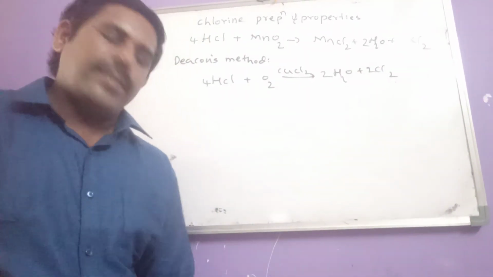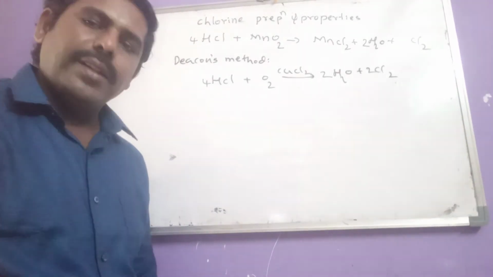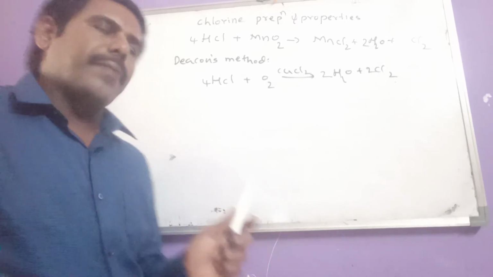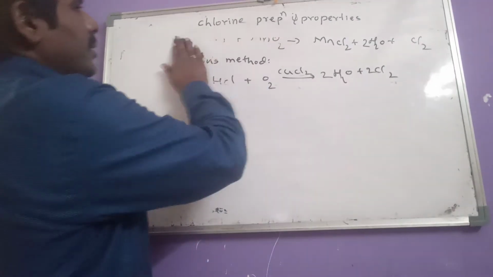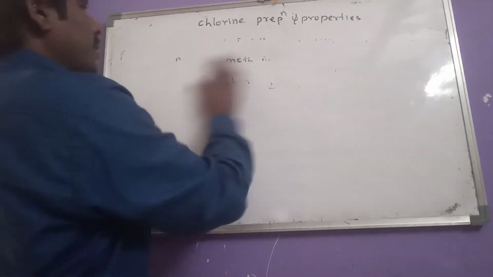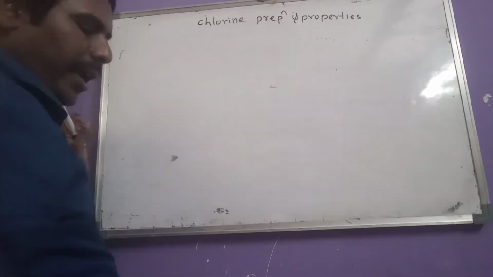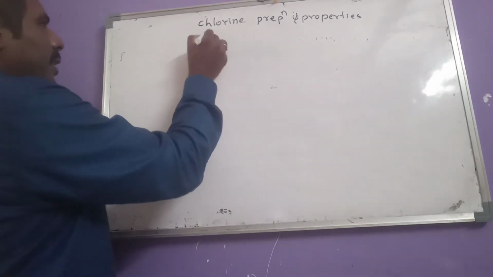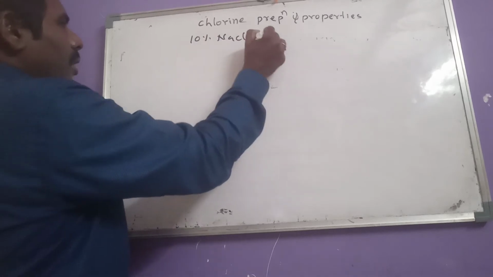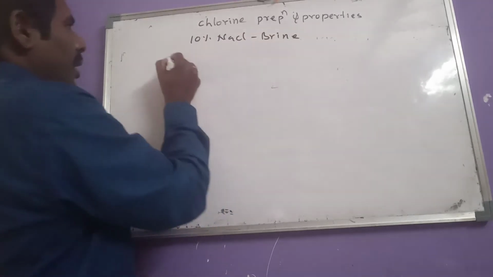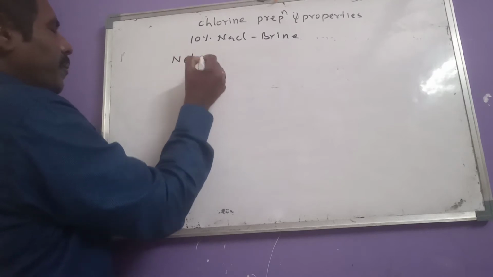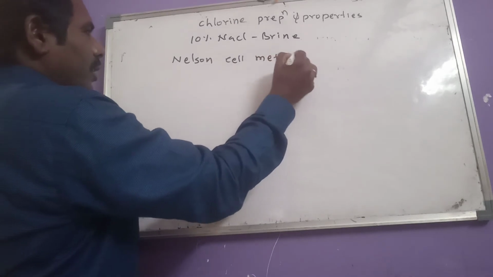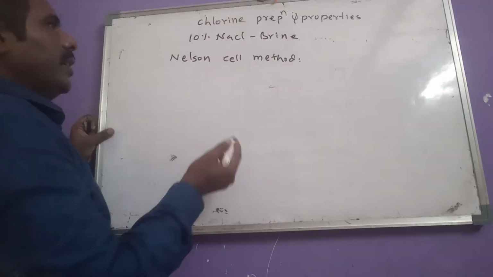And there is another method. What is that? That is the electrolysis of brine solution, the Nelson cell method. So let us see what the Nelson cell method, or electrolysis of brine solution, is. What is brine first? A 10% NaCl solution is known as brine solution, and by the electrolysis of brine in the Nelson cell method, we can get chlorine.